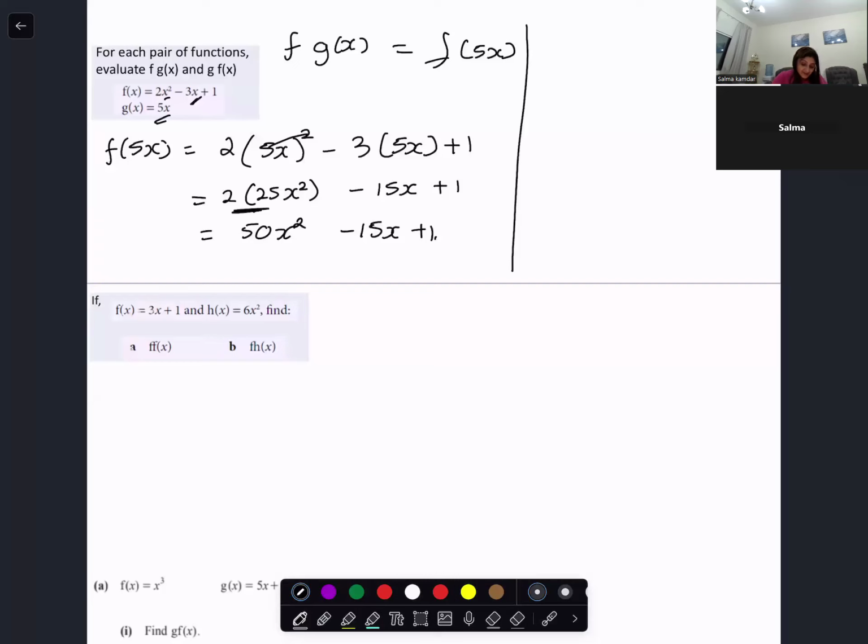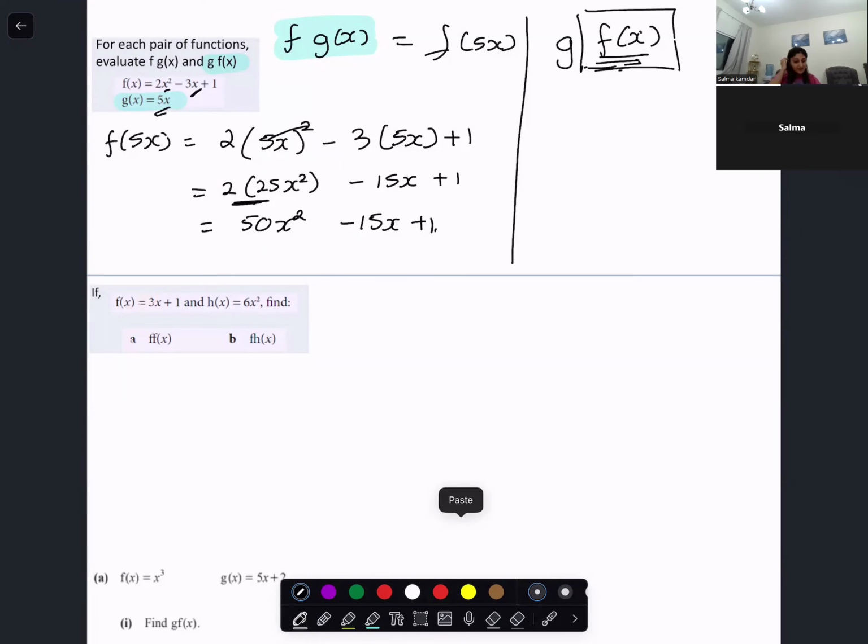Try the next one. I want g of f(x). This was f of g(x). Now I want g of f(x). That means instead of x, I'm going to replace the value of f(x). Please try.